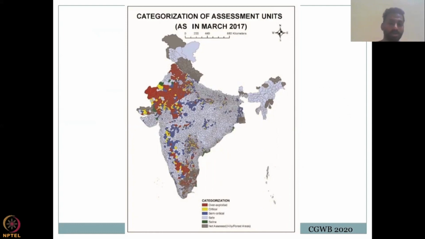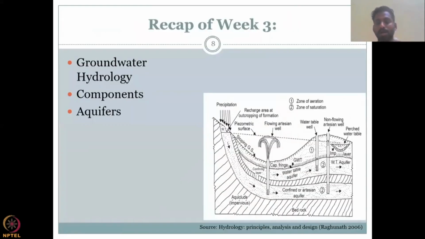The maps look really informative, but the policies associated with these kinds of images are still highly questionable. We don't see much happening. Otherwise, the groundwater levels could have come up, or recharge could have been increased. But we don't see that in general. In general, the groundwater levels are continuing to decline, and they are not sustainable.